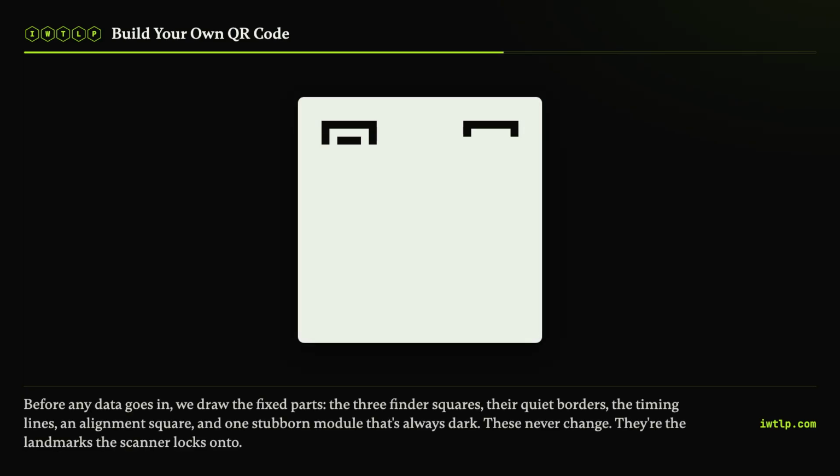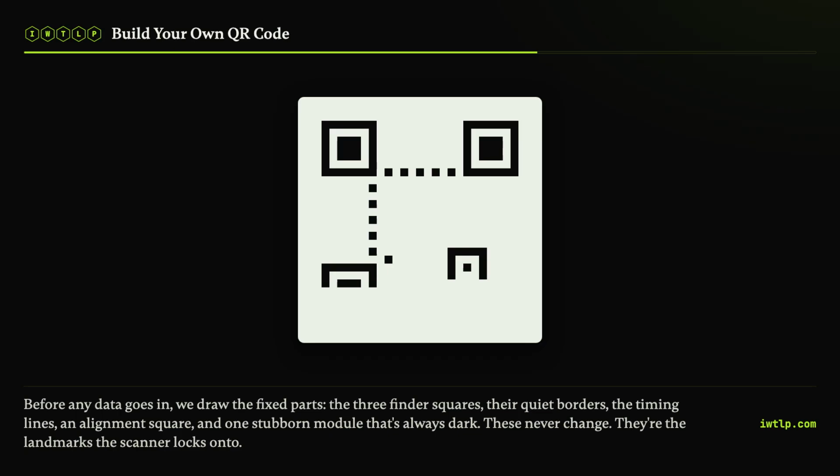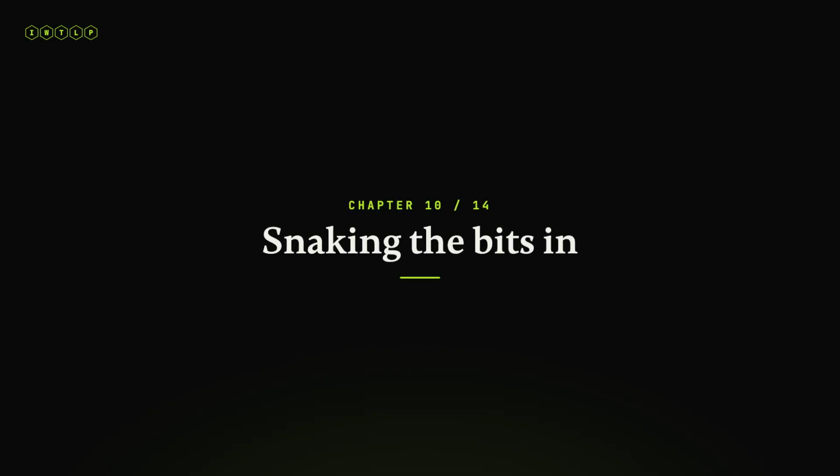Before any data goes in, we draw the fixed parts: the 3 finder squares, their quiet borders, the timing lines, an alignment square, and one stubborn module that's always dark. These never change. They are the landmarks the scanner locks onto.